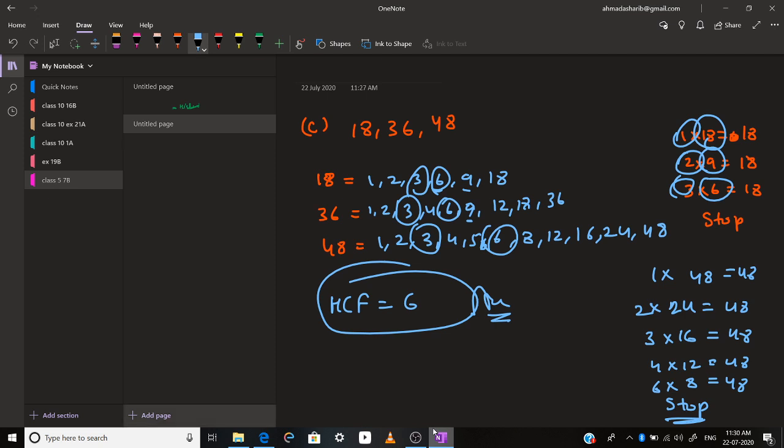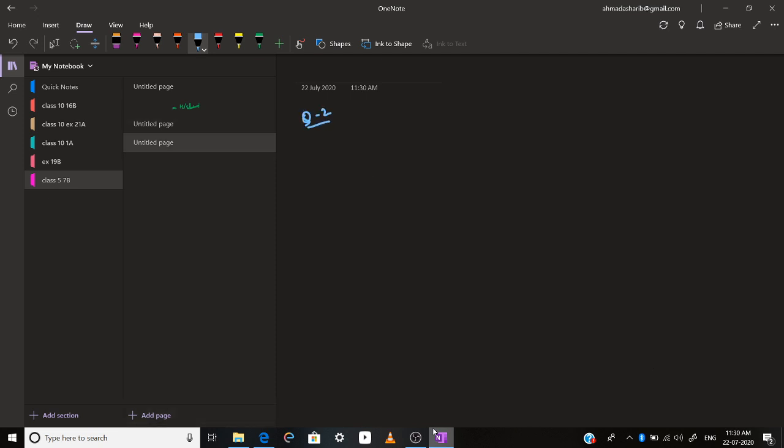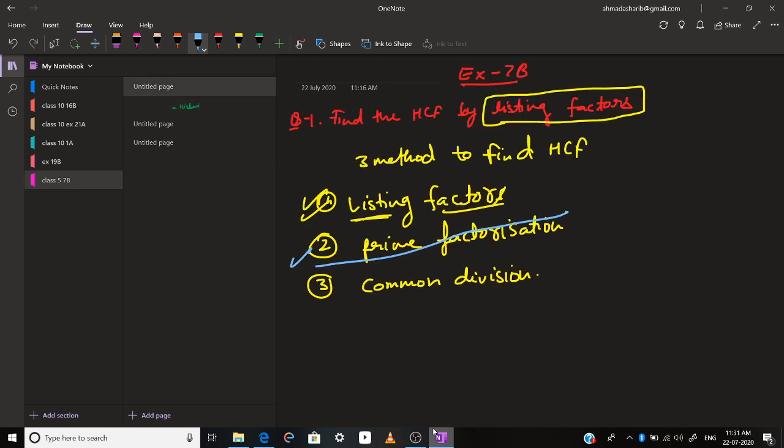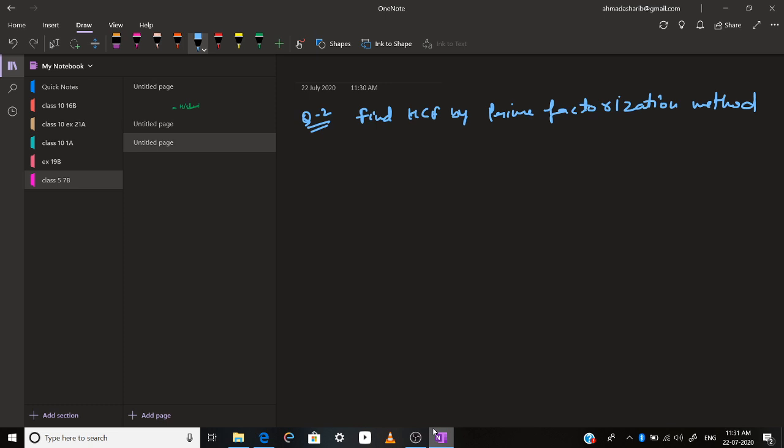Now I'm going to explain question 2. Find the HCF of the following by prime factorization method. Students, this is the second method which I have told you. As you can see here, prime factorization, this is the second method which we have to do in the second question, part A, 16 and 40.